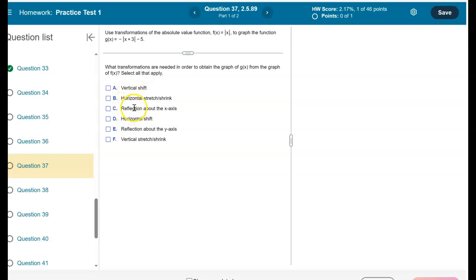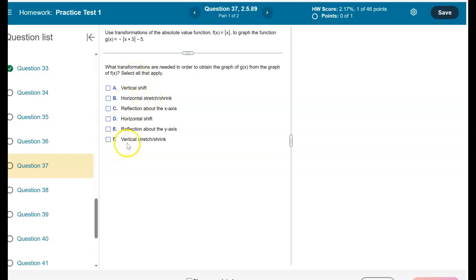Now, when do you have a horizontal shrink or stretch? That is if you have a coefficient on your x. If x is multiplied by a whole number, you have a horizontal shrink. If it is multiplied by a fraction less than 1, it is a horizontal stretch.